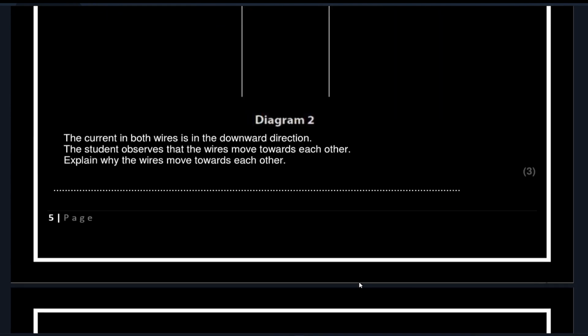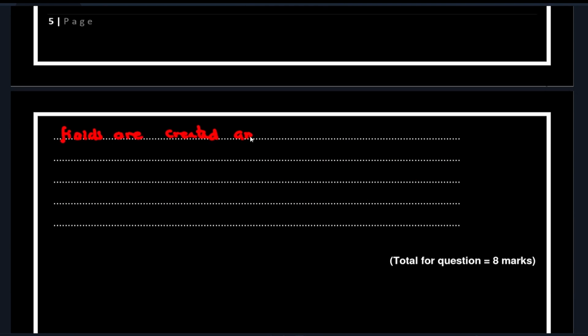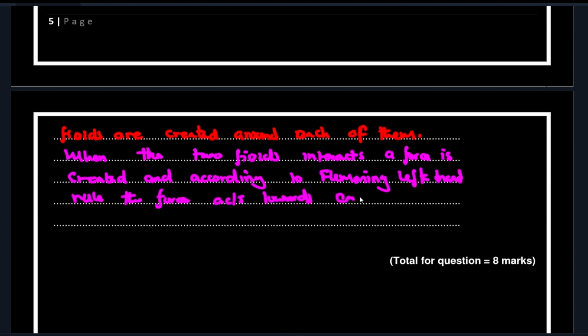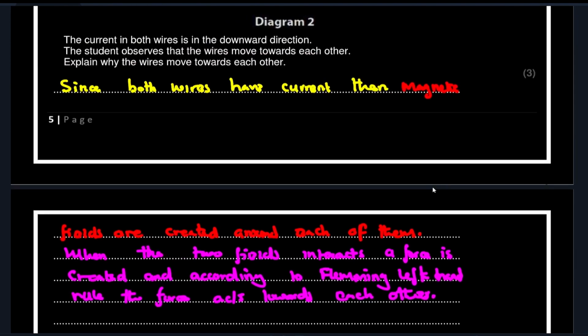So how are we supposed to respond to this particular question? Then we are going to say, since both wires have a current, then magnetic fields are going to be created around each of the wires. Then when the two fields interact, a force is created according to Fleming's left-hand rule, and then the force is going to be acting towards each other. So if you consider one wire, that wire is going to be attracted to the other. So there is an attractive force that is acting there.